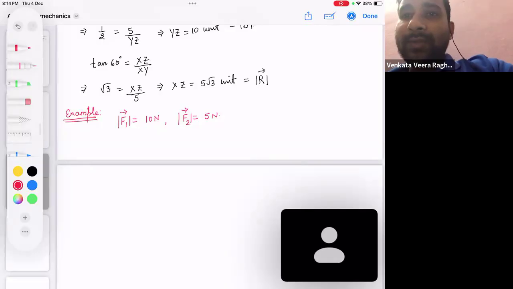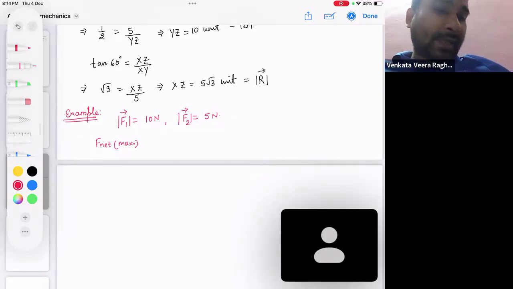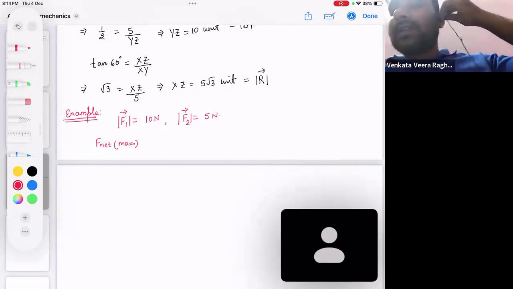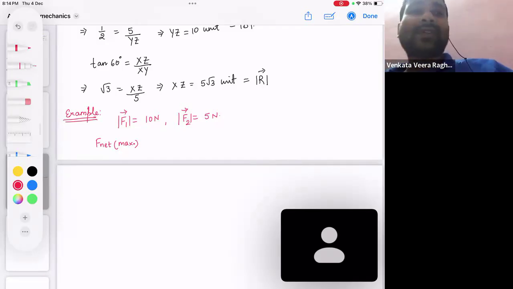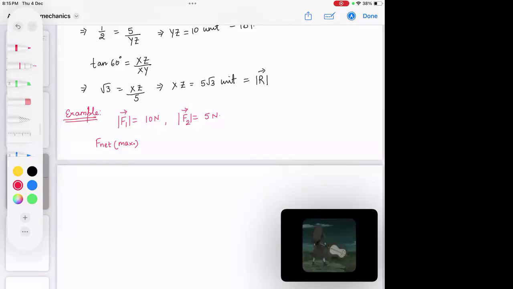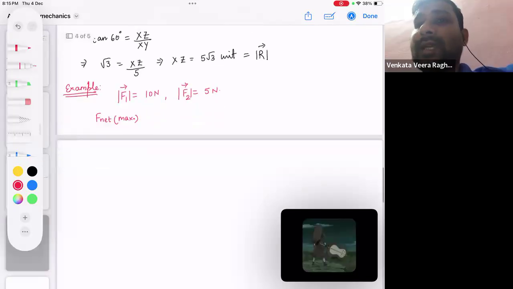So tell me, what is going to be the maximum value of net force? Can you answer it? Please tell me. They did not mention at what angle these forces are acting. So cos theta becomes maximum when theta is 0. So can we take it that the net maximum force will be equal to the magnitude of F1 plus the magnitude of F2?